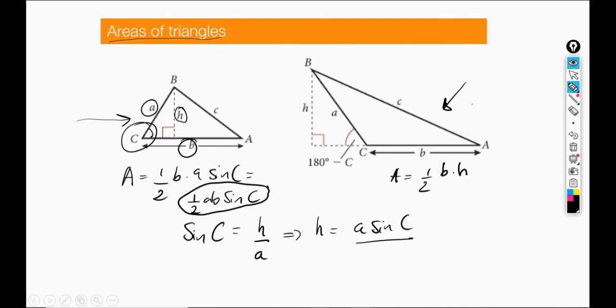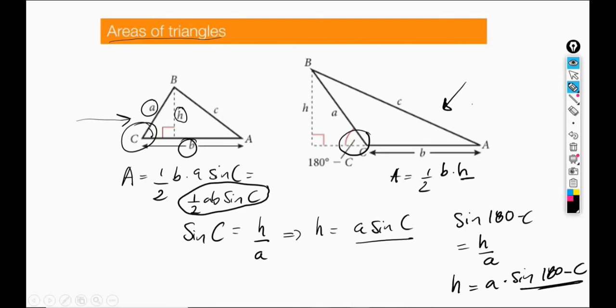Okay, but we can express the height here in terms of this angle here, which is 180 degrees minus C. So we know that the sine of 180 minus C is equal to h, the opposite, over a. Again, that means that the height is equal to a times sine of 180 minus C.